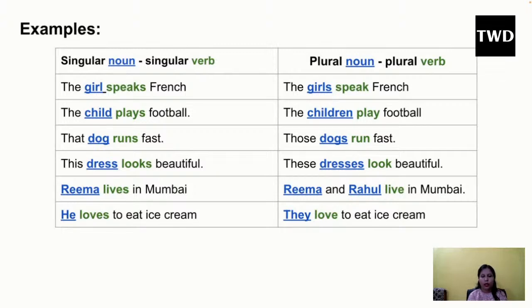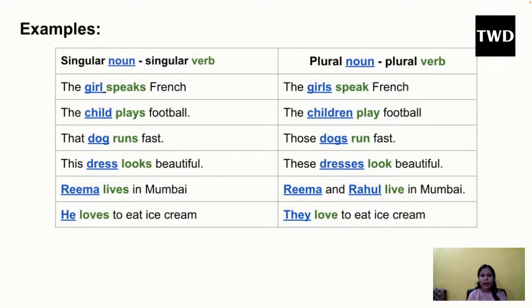That dog runs fast. Here my subject is singular, my verb is also singular. Those dogs run fast. My subject is plural and my verb is also plural. This dress looks beautiful. Okay, so here also my subject is singular and my verb is singular. These dresses look beautiful.